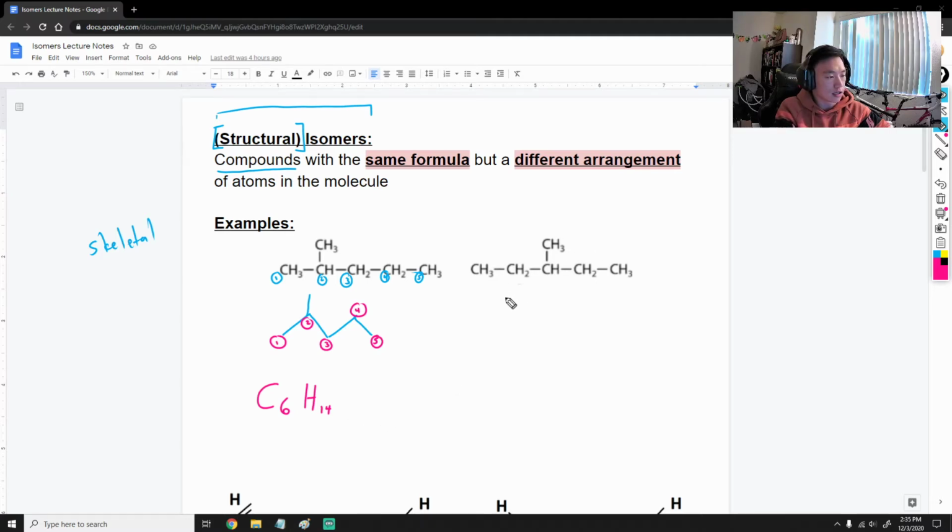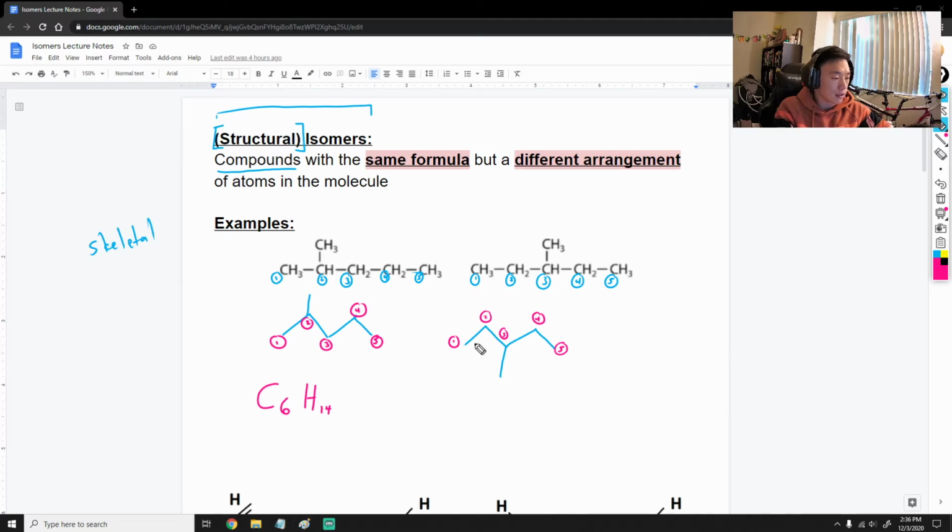Now let's draw the skeletal structure for this chemical right here. So this chemical is going to start off the same. We're going to label our carbon. So we have carbon 1, 2, 3, 4, and 5. So we have the same number of carbons in a row. So we're going to draw carbon number 1, 2, 3, 4, and 5. But here, if you notice, carbon number 3 is the one that has a carbon coming out of it. So we have carbon number 1, 2, 3, 4, and 5.